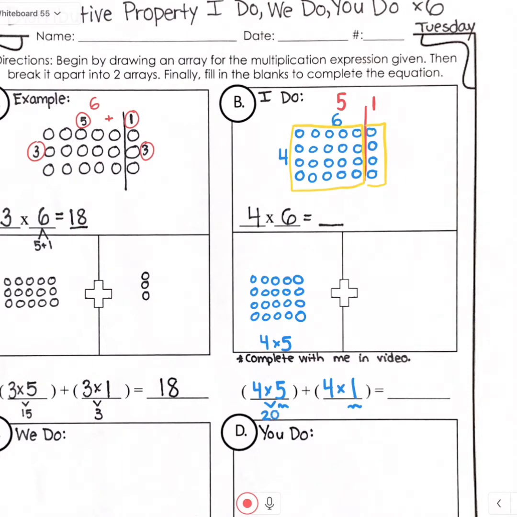Now 4 times 1, so I have 1 column of 4. 4 times 1 equals 4, and 20 plus 4 equals 24. And our original problem, 4 times 6, gives us a product of 24.